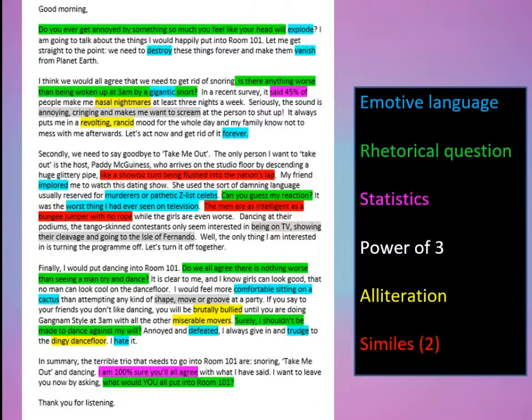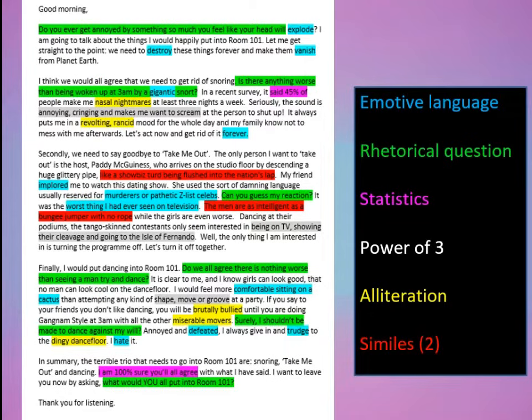Statistics, I've got "I'm sure 100% of you will agree," "45% of people snore 3 times a week." Completely made up, but proves my point how awful snoring is. Power of 3, "it's annoying, cringing, and makes me want to scream." "While the women on Take Me Out only are interested in being on TV showing their cleavage and going to the Isle of Fernando." About the dancing one, I've put "I wouldn't attempt to do any kind of shape, move or groove." Alliteration, I've got "nasal nightmares," "revolting, rancid," "brutally bullied," "miserable movers," "dingy dance floor."